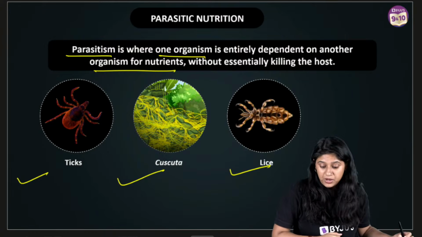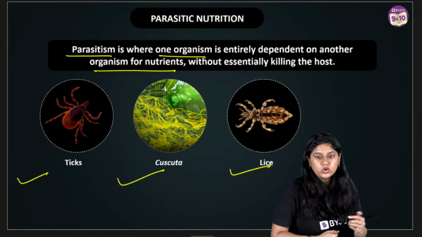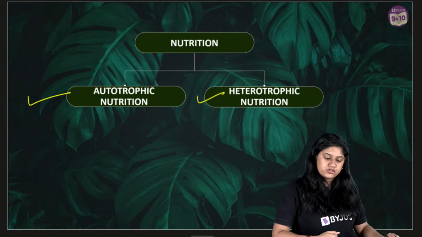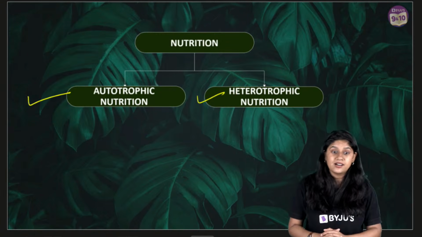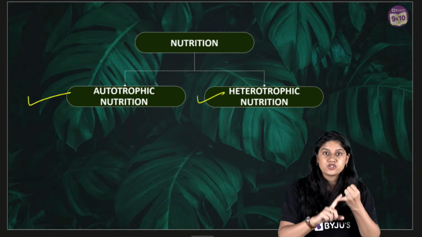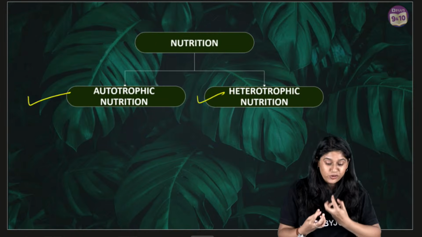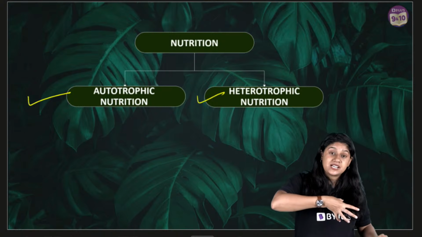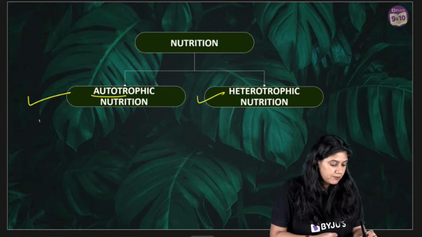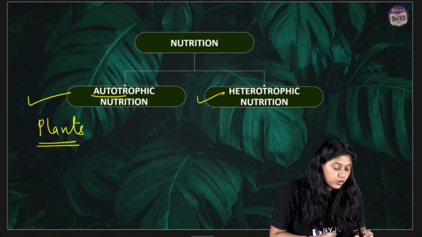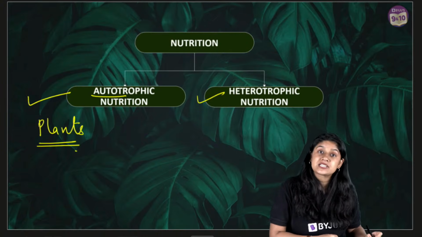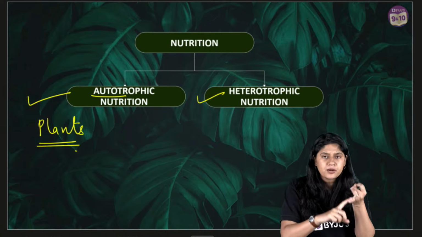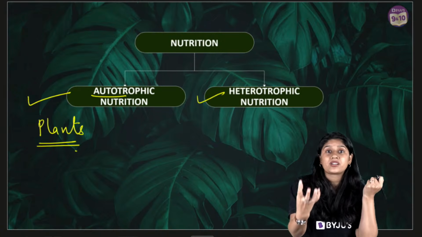Clear, everyone? So we can clearly see that we have two types of nutrition: the autotrophic mode of nutrition and heterotrophic nutrition. What we have just discussed is a type of nutrition. What is nutrition? Nutrition is when we take the food, and of course the utilization process of it. In autotrophic nutrition, plants fall in because they can make their own food. In heterotrophic nutrition, we discussed the organisms that are dependent on others for their food, like herbivores, carnivores and omnivores. They depend upon other organisms for their food.